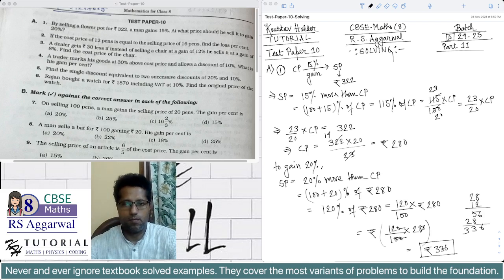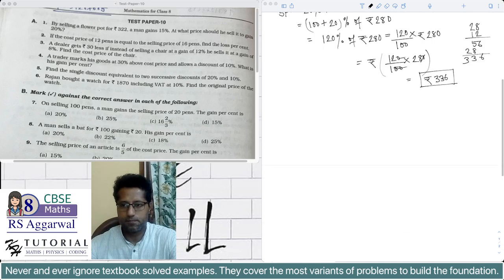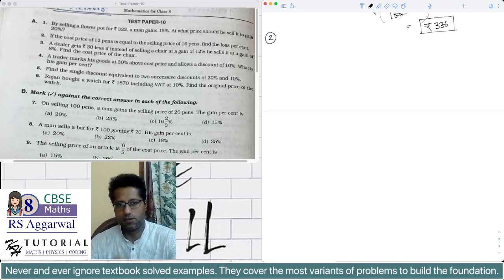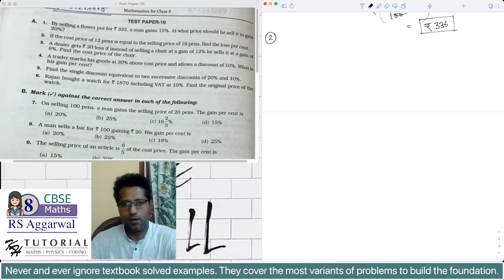Okay, let's do question number 2 of section A. If the cost price of 12 pens is equal to the selling price of 16 pens, find the loss percent. So now it is saying that the cost price of 12 pens is equal to the selling price of 16 pens. Now you can either assume the cost price of 1 pen or you can assume the selling price of 1 pen.